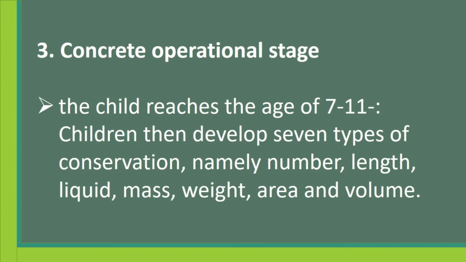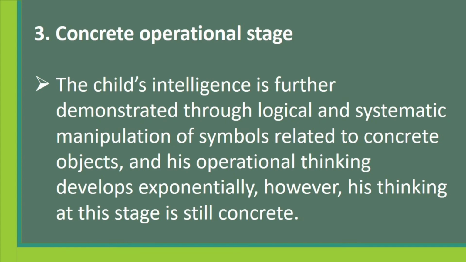Children then develop 7 types of conservation, namely number, length, liquid, mass, weight, area, and volume. The child's intelligence is further demonstrated through logical and systematic manipulation of symbols related to concrete objects, and his operational thinking develops exponentially. However, his thinking at this stage is still concrete.